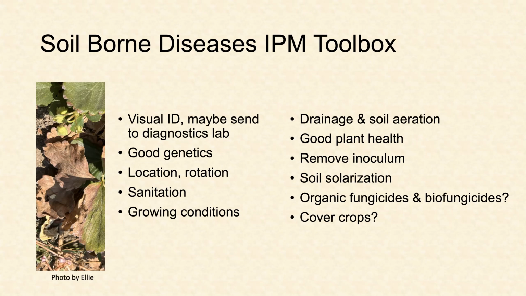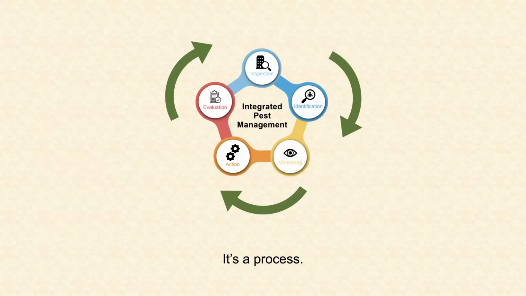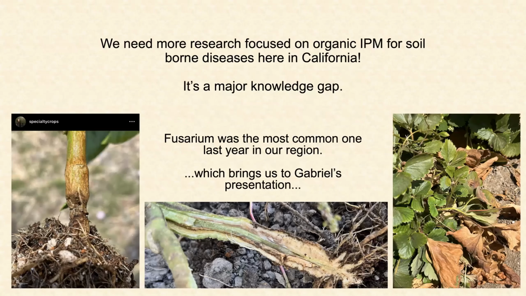And maybe trying out some things, if it's within bandwidth, such as biofungicides and cover crops. Again, we really need more research on it, but I know a lot of you are already trying this stuff out, so I'm excited to hear about how things are going. So just to summarize, IPM is a process. Things come up, you get curveballs all the time with farming, so just bear in mind, it's a process.